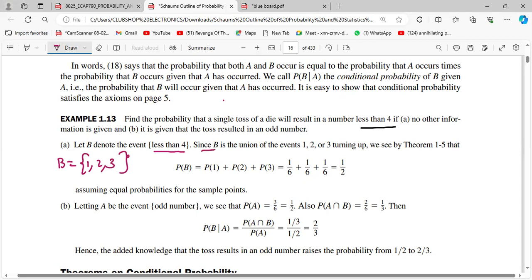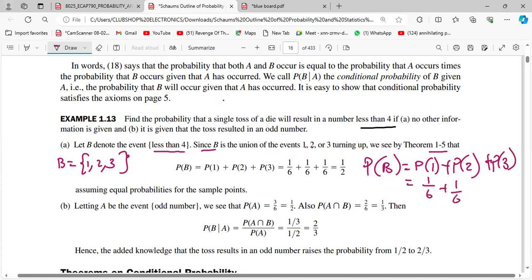Now, we are saying this B is the union of the events 1, 2, 3 turning up. We see that by this theorem, the probability of B will be equal to the probability of the individual elements. That is the probability of 1 plus the probability of 2 plus the probability of 3. And this is 1 over 6 plus 1 over 6 plus 1 over 6. This is 3 over 6. When you reduce, you get half.